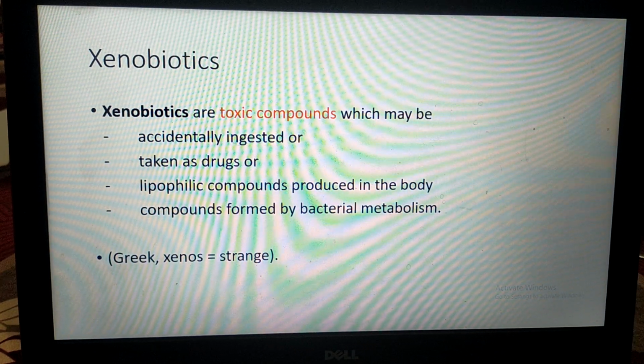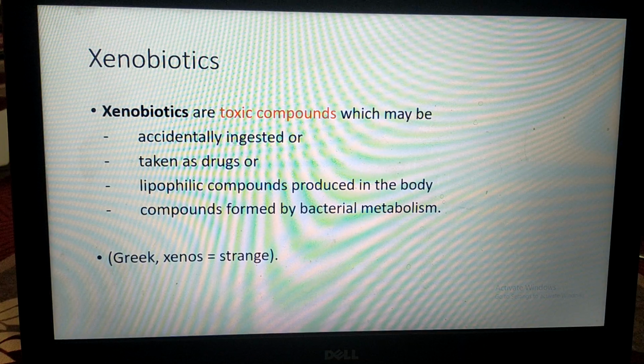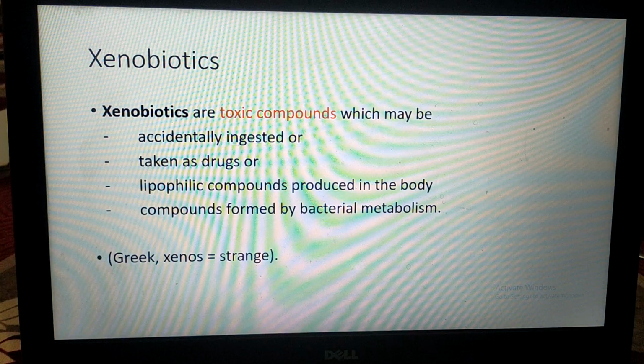First is xenobiotics. Xenobiotics are toxic compounds which may be accidentally ingested by us, or they may be taken as drugs, or some lipophilic compounds which are produced in the body during our metabolism. And next is compounds formed by bacterial metabolism. All these are toxic compounds and they are xenobiotics. The actual meaning of xenobiotic is strange substances. This word is taken from Greek. The meaning of xenos is strange.